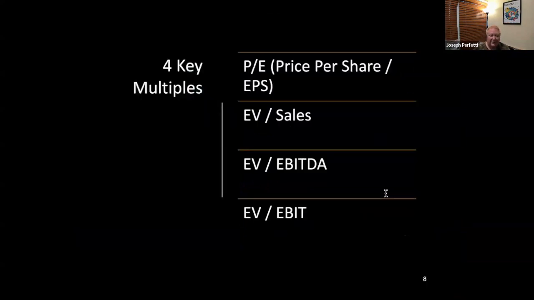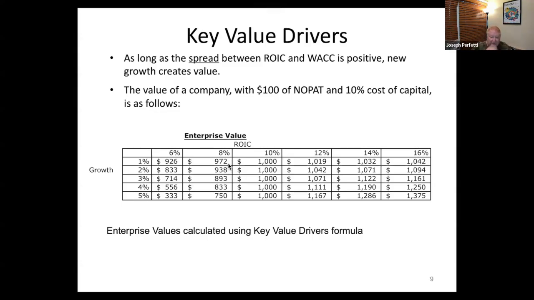All right, for purposes of this class, I'm going to simplify to 3 multiples. Not even 4. We're just going to do 3, given the shortened nature of the class. We're going to focus on price to earnings, PE, enterprise value to sales or revenue, and enterprise value to EBIT. Those are the 3 ratios and multiples that we're going to focus on and understand. So let's start out with a multiple. Multiples are based on key value drivers.